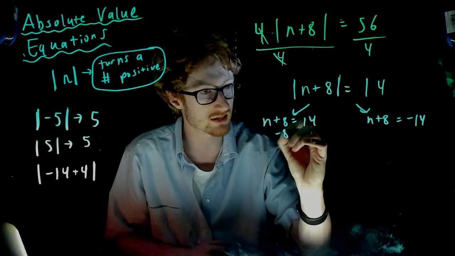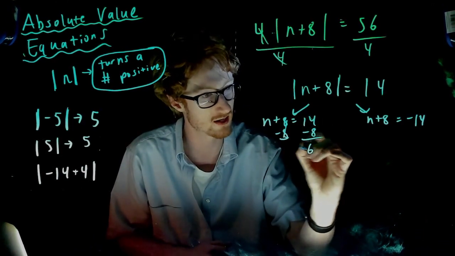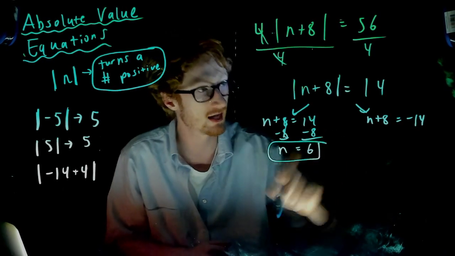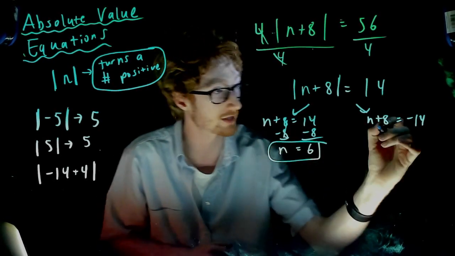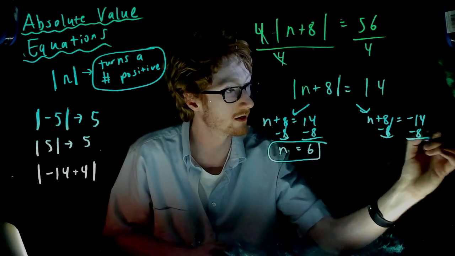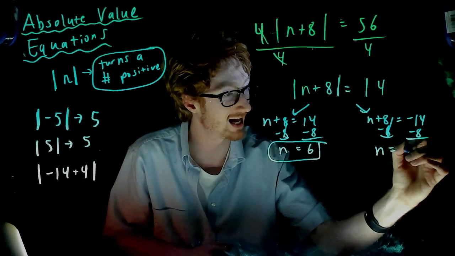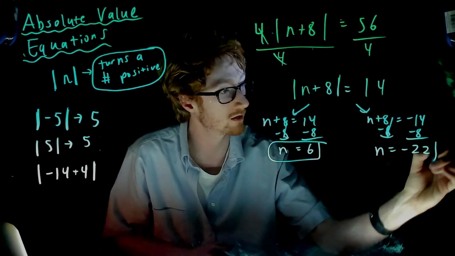So let's solve each of these. These become basic one-step equations. So I subtract 8 over here, you get 6. Now you're not going to get negative 6 over here. You subtract 8 over here, and you end up getting n equals negative 22, okay?